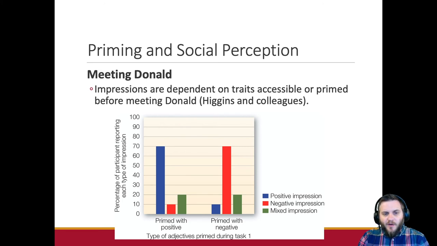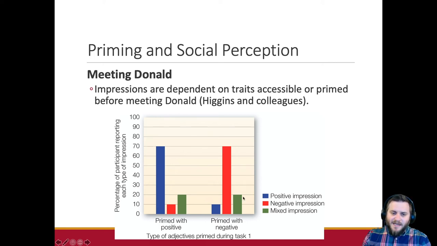So here we have primed with positive adjectives. And this is people who were given the positive impression of Donald. And so the percentage of participants reporting each type of impression, right? So 70% of the people were like, oh, yeah. He's a cool dude. I'd like to meet that guy. Whereas very few people with the negative impression were like, no, that's not this. No. Those two things didn't mix. And then mixed was about 20%. Okay, so that sums to 100.